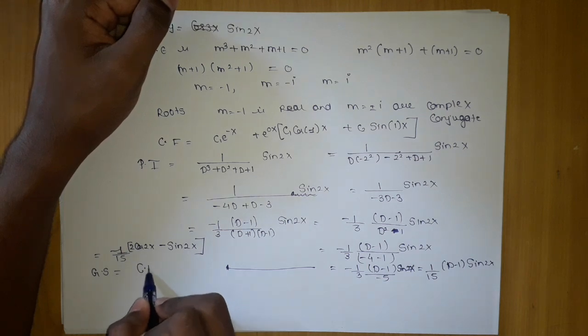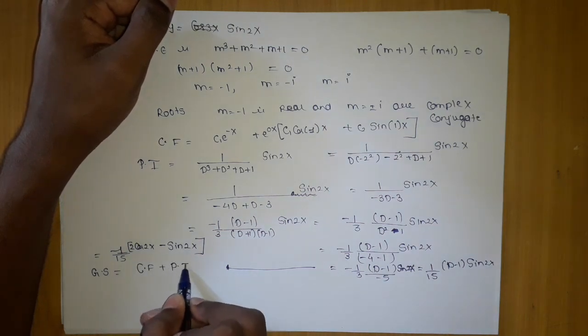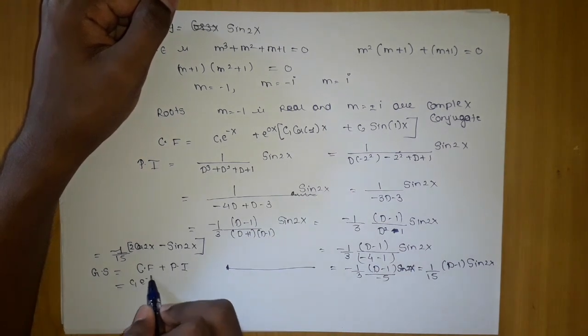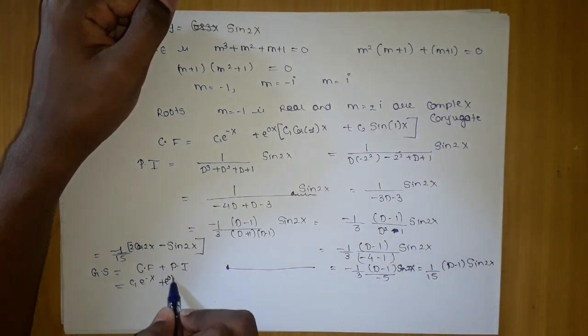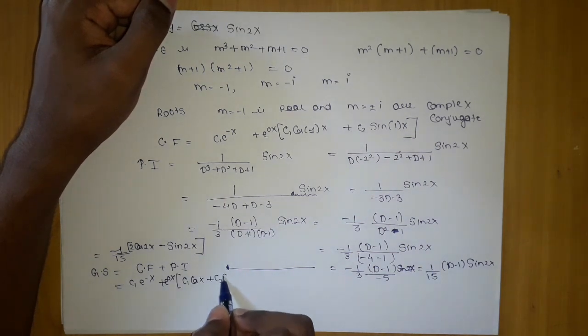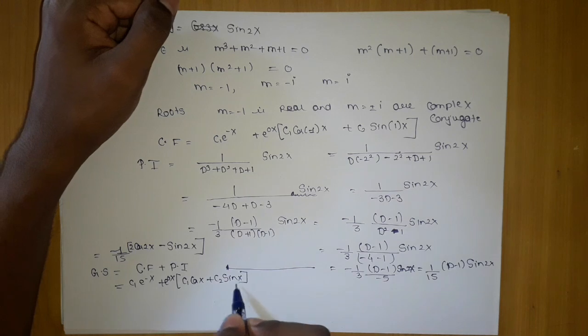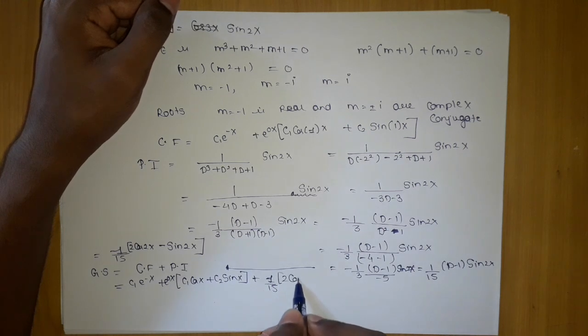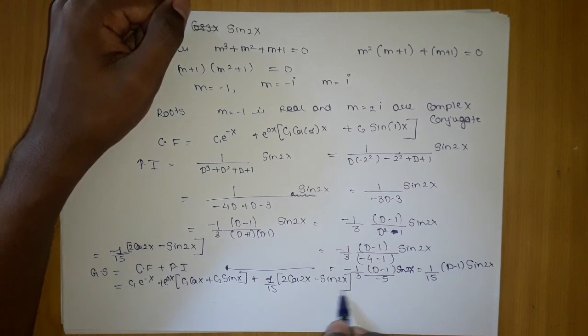Now we write our general solution, which is the complementary function plus the particular integral. Substituting the values, we have y = c1 e^(-x) + e^(0x)(c1 cos x + c2 sin x). After this, the minus becomes plus, and we write 1/15 (2 cos 2x - sin 2x). So this is our final answer.